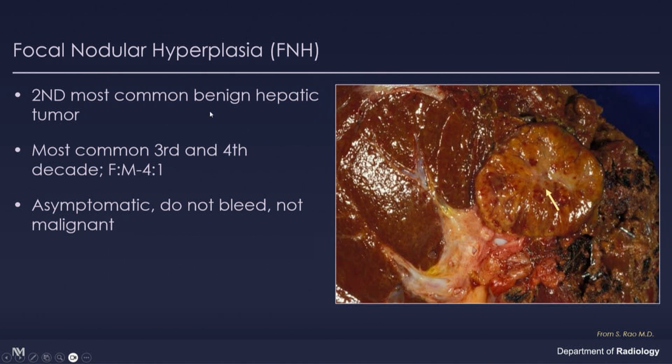These are the second most common benign hepatic tumor. They're generally seen in middle-aged females. They're generally asymptomatic. They don't bleed, and they're not malignant, but you want to distinguish these from adenomas and other lesions. And again, if you look at the pathology, and as mentioned before, it's important to work with your pathologist, and you realize what you're seeing on imaging is similar to pathology.